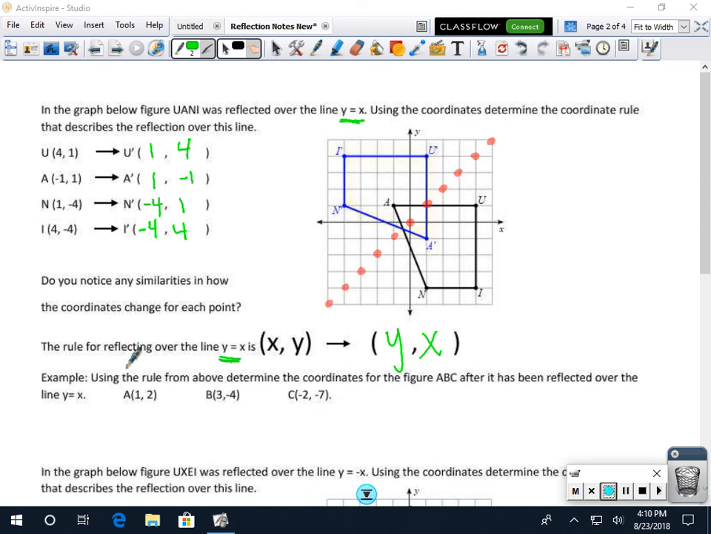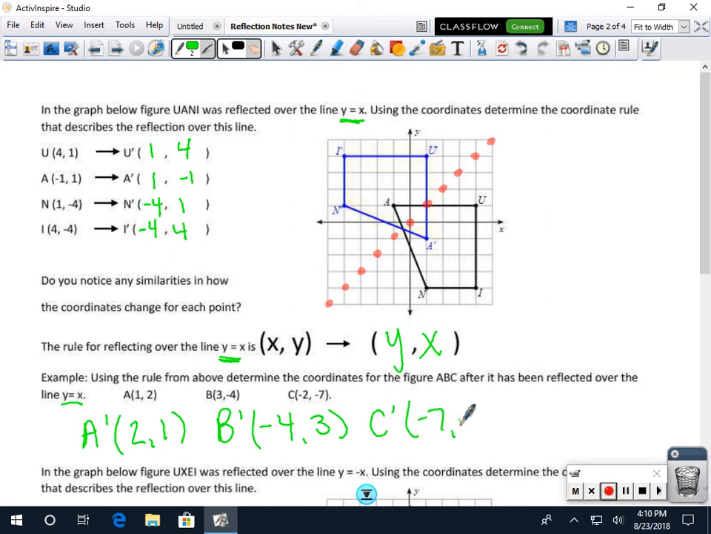Looking at the example here, using the rule from above, we're going to determine the coordinates of the figure after reflecting across the line y equals x. If A is at the point 1, 2, then A prime would be at the point 2, 1. If B is at 3, negative 4, then B prime would be at negative 4, 3. And if C is at negative 2, negative 7, then C prime would be at negative 7, negative 2.